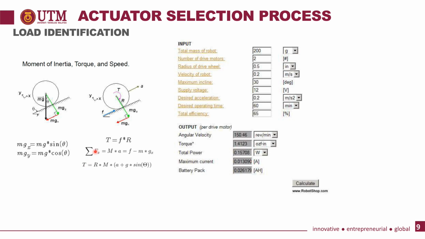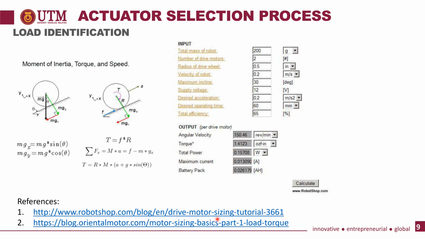And then you can go to this website, RobotShop drive motor sizing tutorial, and give the inputs of the system that you have. For example, this is the mobile robot. You can put in the mass of the mobile robot, number of drive motors, radius of drive wheel, velocity, maximum incline, supply voltage, desired acceleration, desired operating time, and total efficiency. It will calculate the angular velocity, the torque of your motor, the total power required per motor, maximum current per motor, and also the battery pack that you need. So this website can provide the load identification for you.